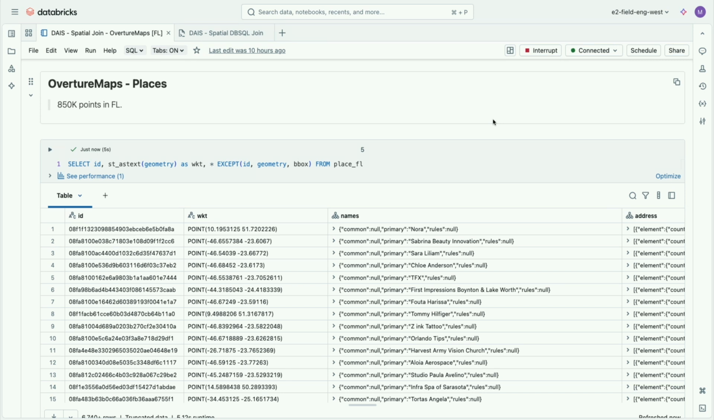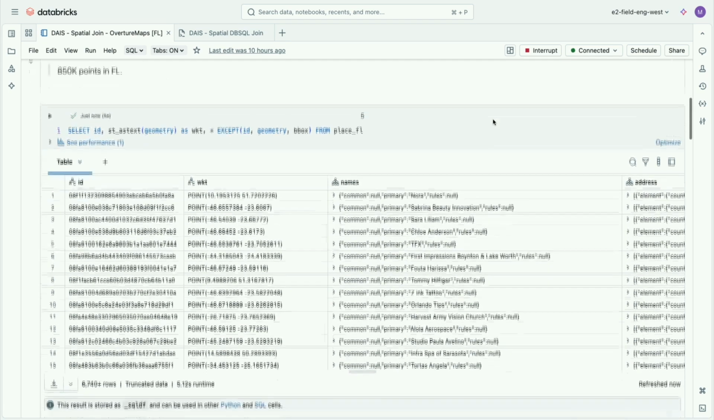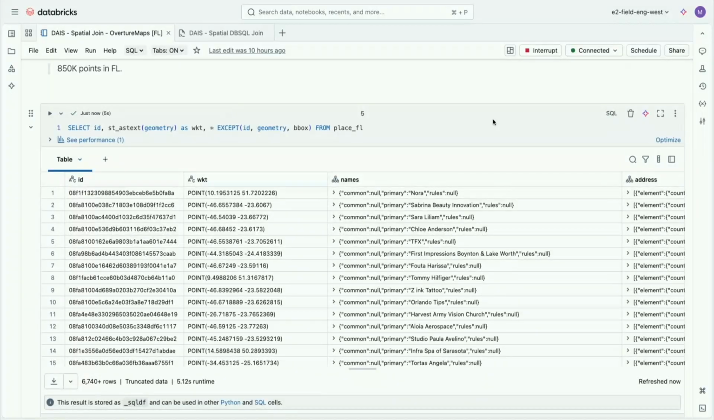Like Kent said, what we have out of the box right now is that one side of the join has to be moderately sized data. So we're following that spirit. Obviously, you could go to any scale with Databricks in different ways, but for this example, we're going to keep it at moderate scale. So we have just 850,000 points in the state of Florida.